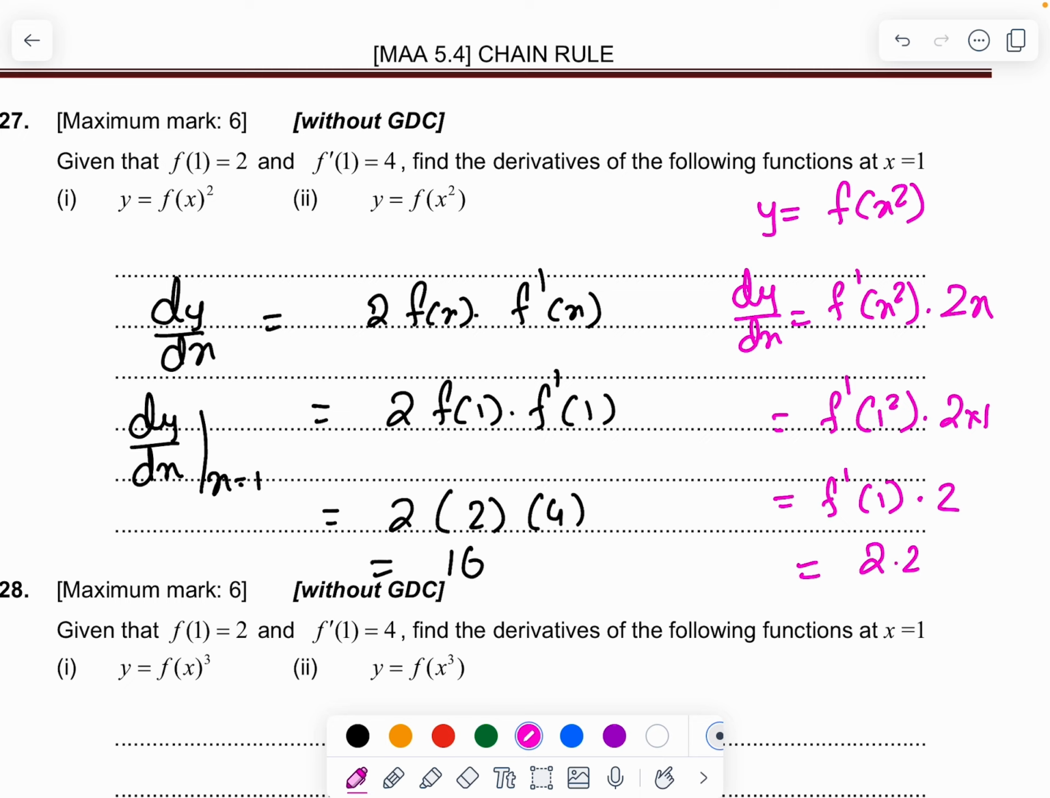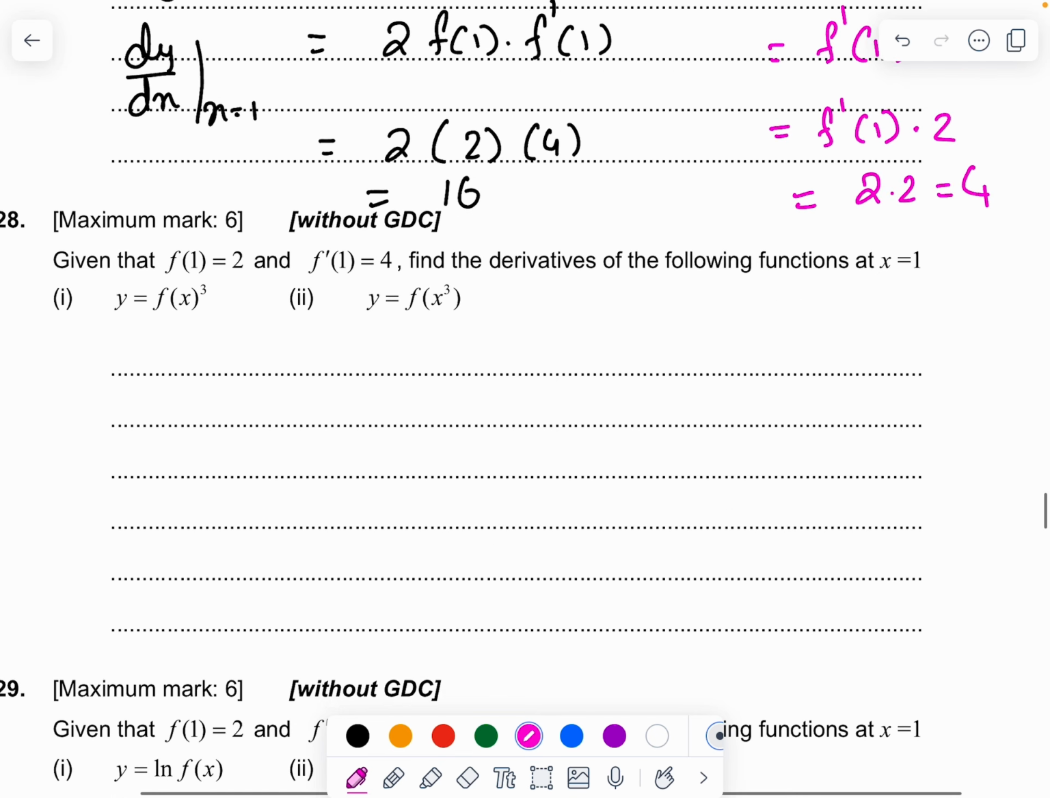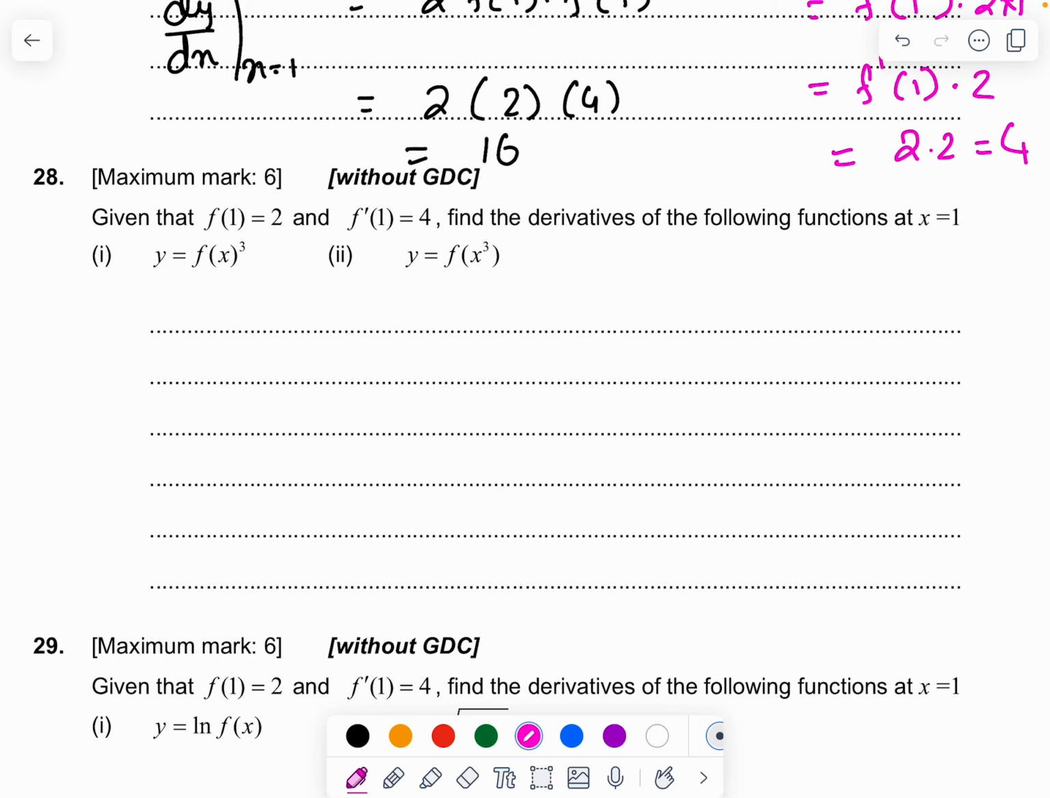2 times 2. So the answer is going to be 4. Now 28th question: given that f of 1 is 2 and f prime of 1 is 4. Now find the derivatives at x equals 1.